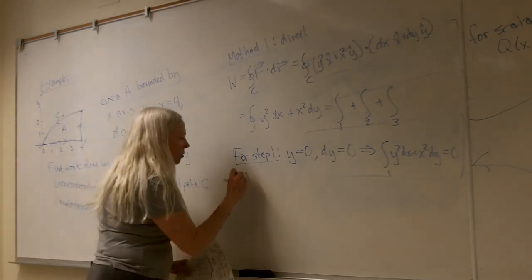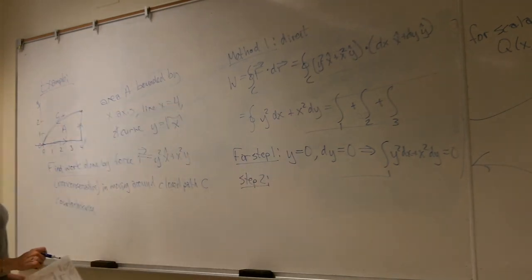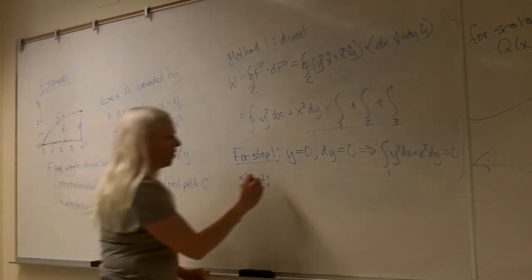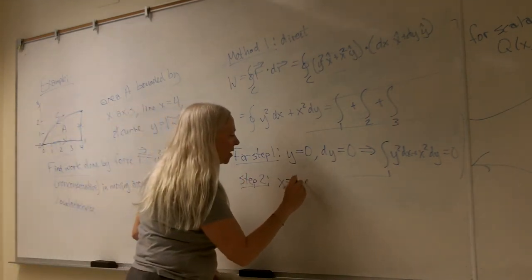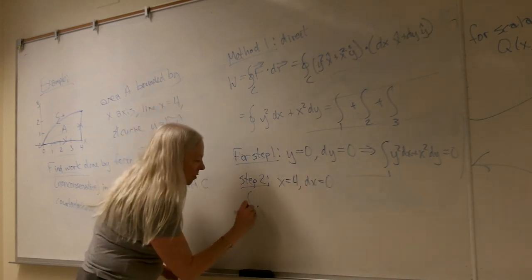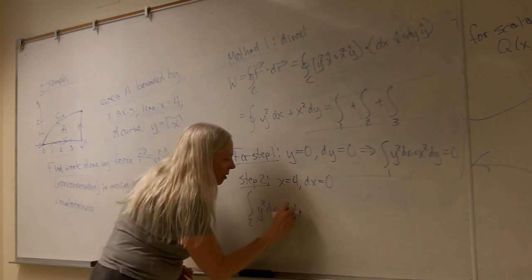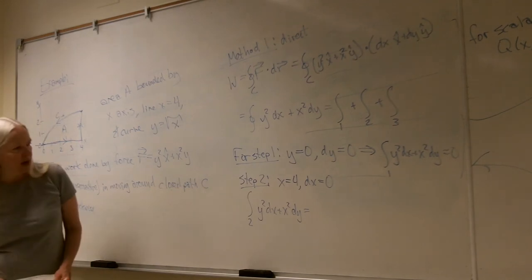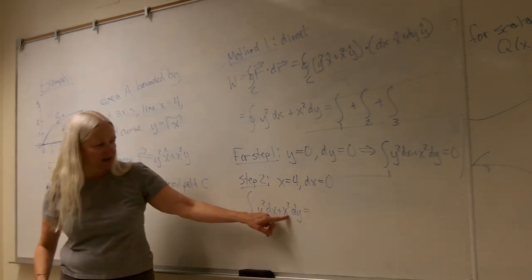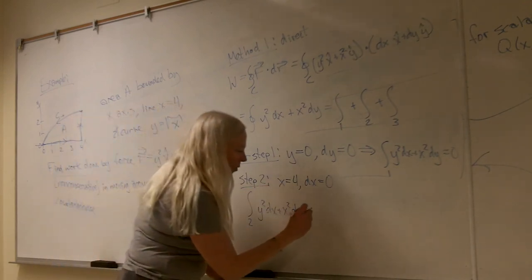Right? For step two, along step two, going from here to here, x is being held constant at a value of 4. And since x is constant, dx is 0. So the integral of y squared dx plus x squared dy along step 2, well, dx is 0, so this first term is 0. In the second term, we can plug in x equals 4. So x squared will be 16.